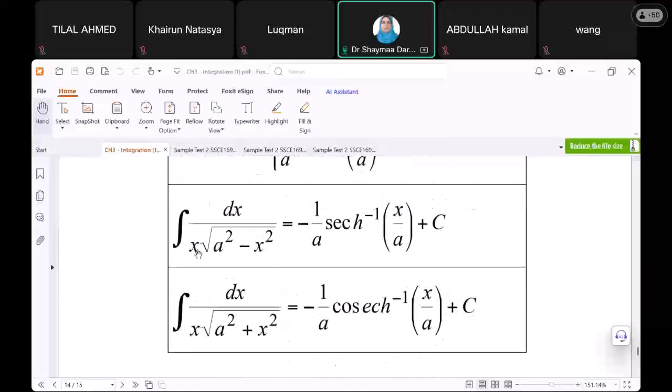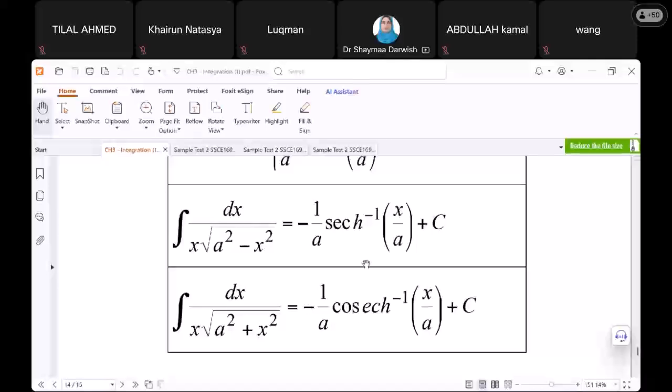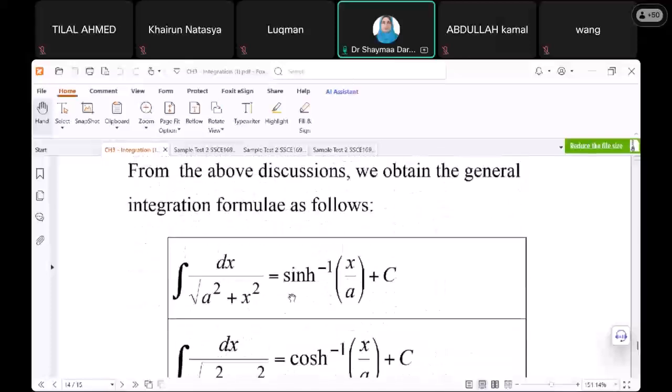Cosec inverse and sec inverse are the same. A constant on top, a quadratic equation without x below, but outside the square root, you multiply by x itself. So only sec inverse and cosec inverse have x outside the square root. This is the formula that I apply.